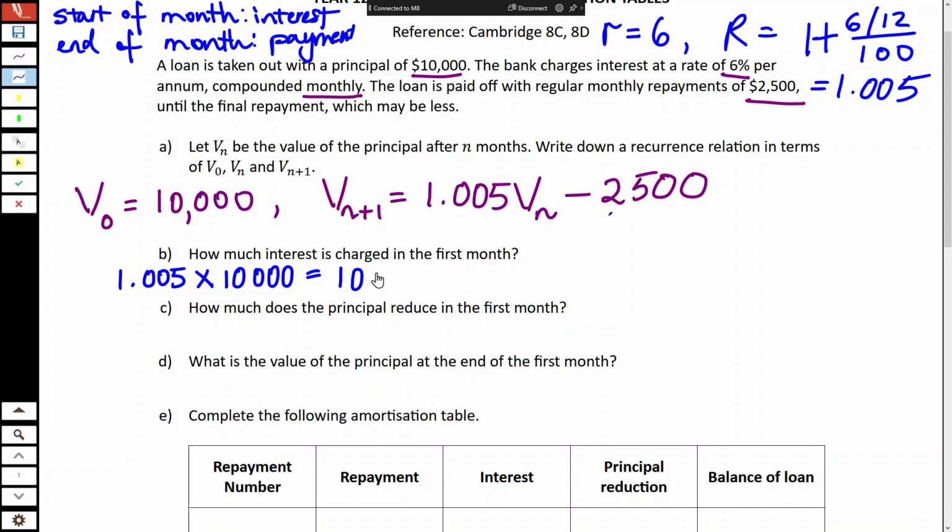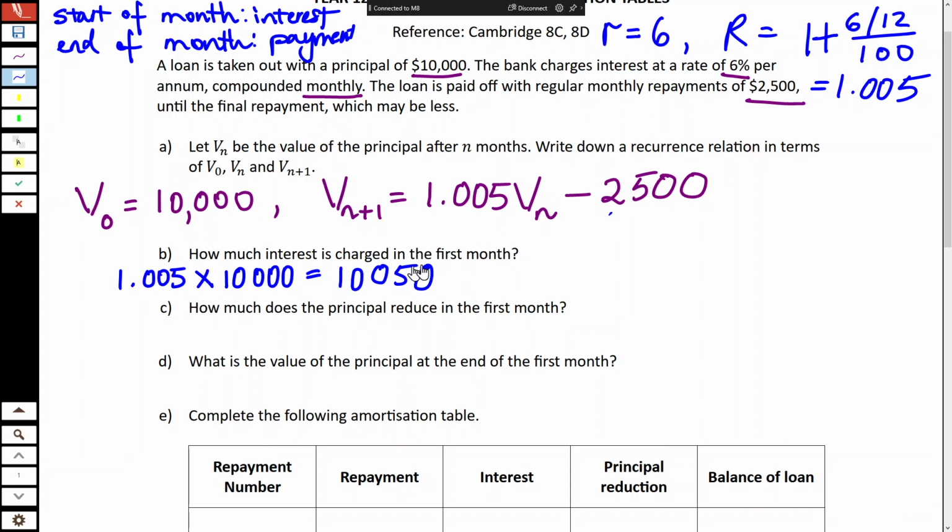1.005 times 10,000. Hang on. It's 10,000. Okay, so I owe the bank $10,000.